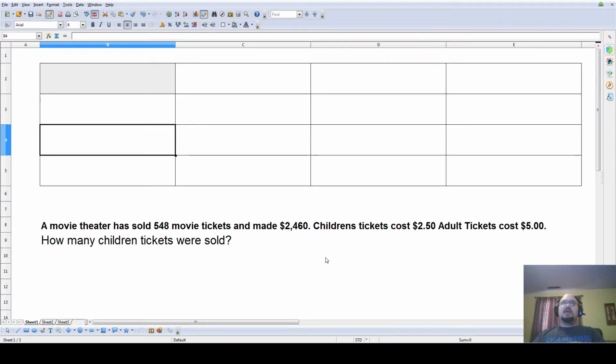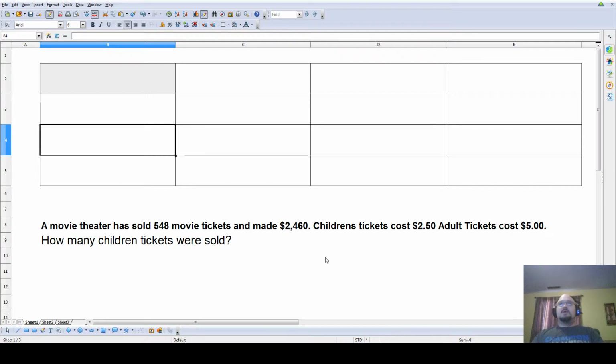And in this case, a movie theater has sold 548 movie tickets and has made $2,460. Children's tickets cost $2.50, and adult tickets cost $5. How many children's tickets were sold? So this is a classic mixture problem. We're mixing children's tickets with adult tickets.